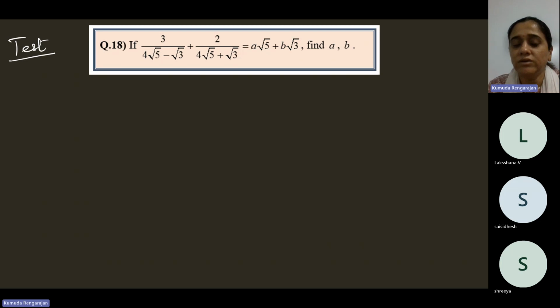Lakshana, I can make out that you're trying to unmute to share your answer, but you're not audible. Sorry about that. I'm happy that you want to share your answer, but you're not audible, dear.